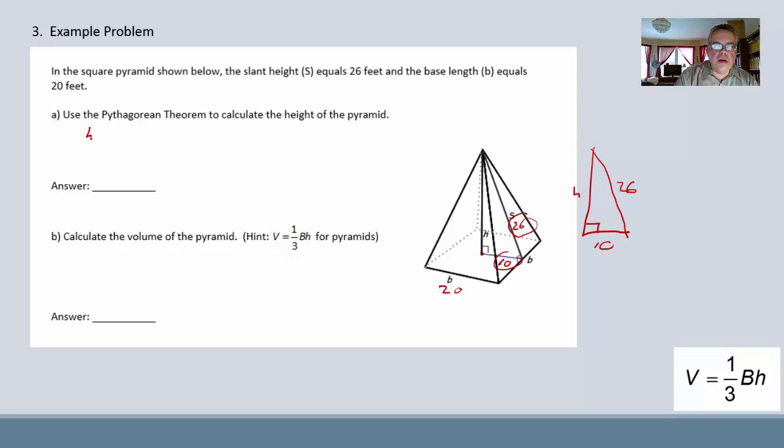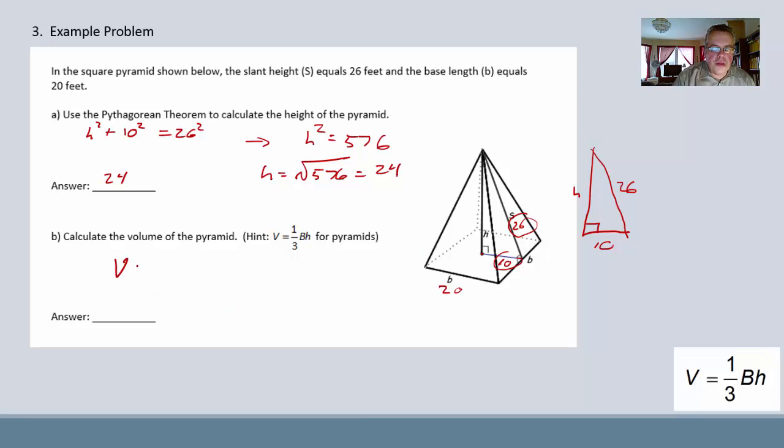So the height squared, that's one of the legs, plus 10 squared equals 26 squared. Okay, if we solve for h squared, we get h squared is 576. And h would be the square root of that, which is 24. So the height is 24. Okay, now we have the height. We can calculate the volume.